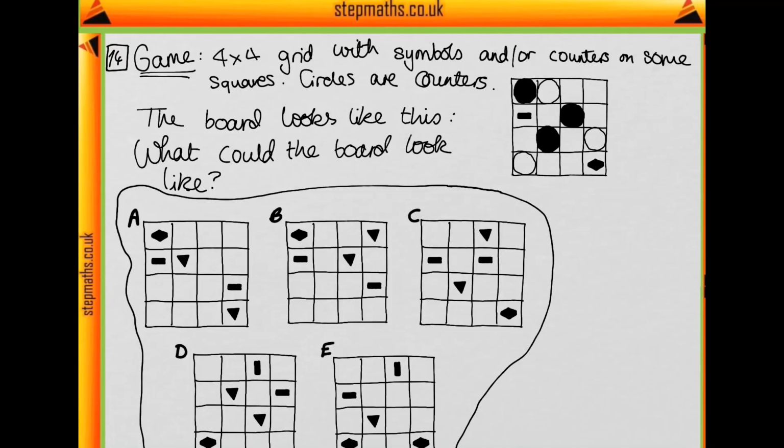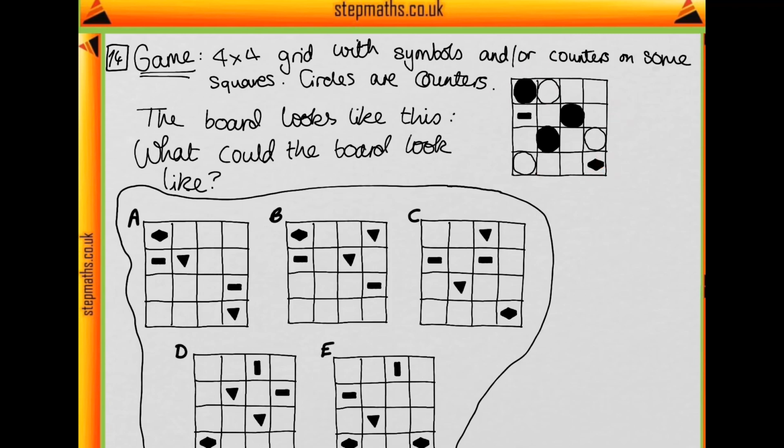So this is question 14, and in this question we have a 4x4 grid, which we're shown here, and there's symbols on some of the squares. We can see there's definitely a rectangle here, and this funny shape here as well. And then we have some counters, which are the black and white circles on some of the squares, which completely hide whether they have a symbol on them or not.